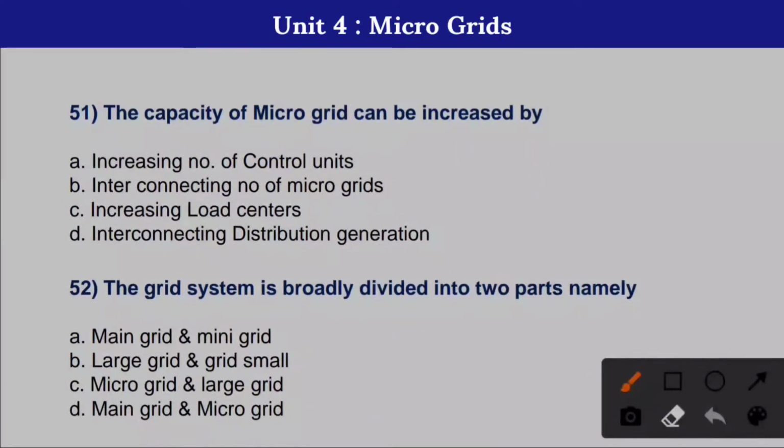MCQ number 51. The capacity of microgrid can be increased by. Here correct option is option number B, interconnecting number of microgrids. 52. The grid system is broadly divided into two parts, namely. Here correct option is option number D, main grid and microgrid.